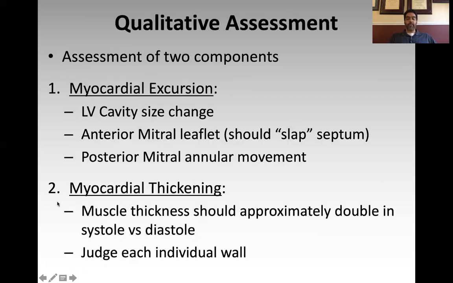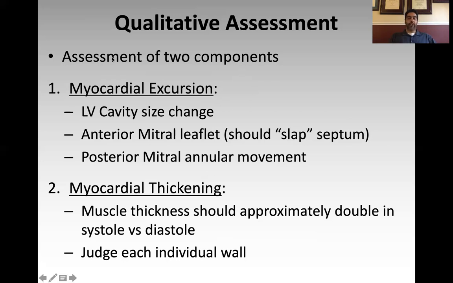So the qualitative assessment of LV function involves the assessment of 2 components: myocardial excursion and myocardial thickening. And you should look at both of those because both of those are equally important. And some would say actually the thickening part of things is probably even more important. But 2 things are there: myocardial excursion, which everyone remembers, and myocardial thickening.